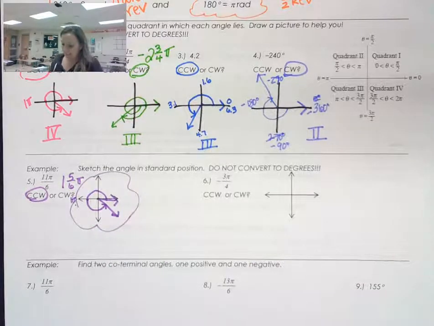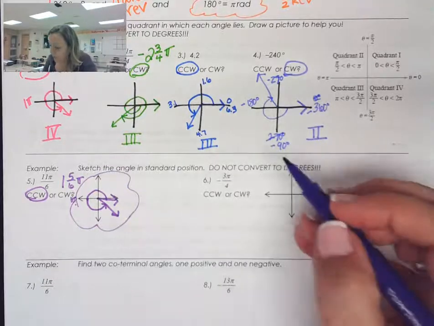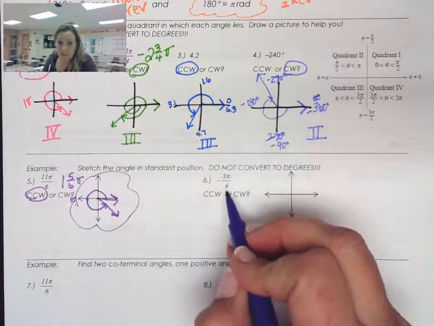In number 6, we want to graph -3 pi fourths. And to graph -3 pi fourths, notice we don't have to change this to a mixed number.